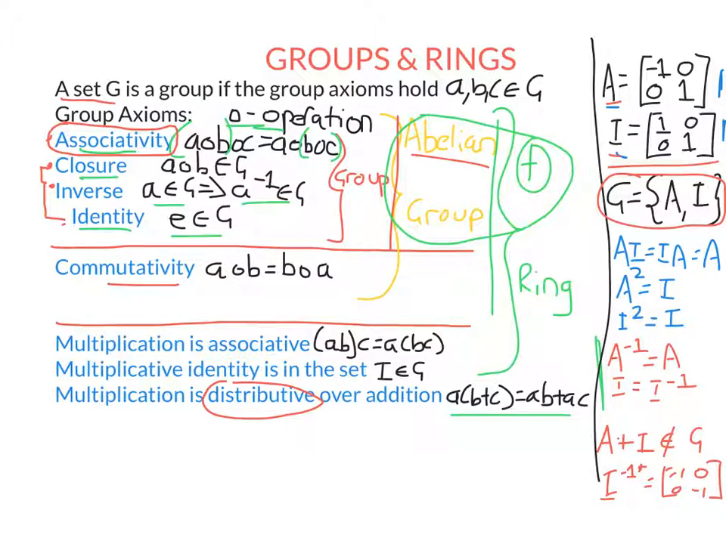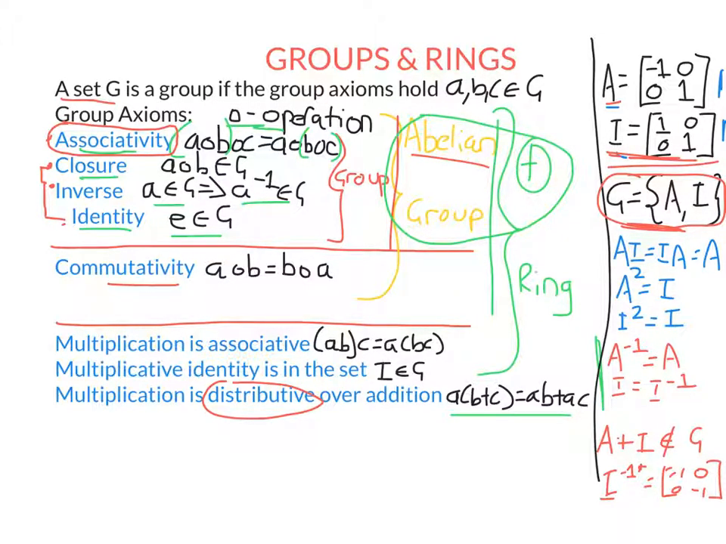The identity is not in the group either. I is the multiplicative identity, but if we're talking about the operation of addition, the additive identity is the 0 matrix, which is not in G. So this does not form a group under addition and therefore can't be a ring.